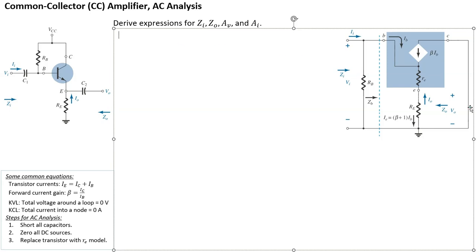Okay, so first of all, IO is fairly straightforward, because IO is just the current flowing through RE but going upwards in opposition to IE. IE is flowing down, so straight away we can write that IO is equal to negative (beta plus 1) times IB. All right, so that's IO.